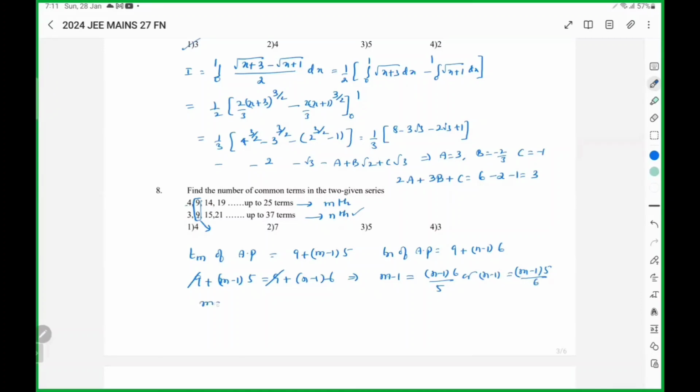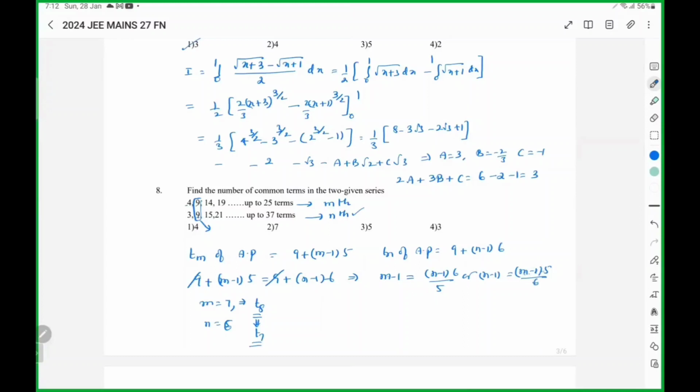If I take m as 7, minus 1, that is 6, n minus 1 becomes 5. Sorry, it is m as 7, 6, 5, n will be 6. That is T7, but I started with the second. So the 8th term of the first series will coincide with the 7th term of the second series.